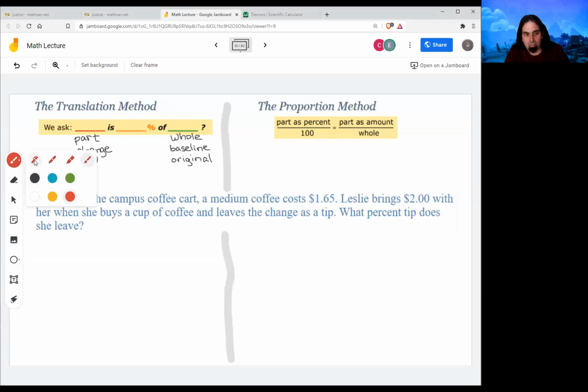Okay, I will again make a list on the top. So we have our part, our whole, and that's as numbers. And then we have what the percent is, and we know the percent's whole, that's always 100.